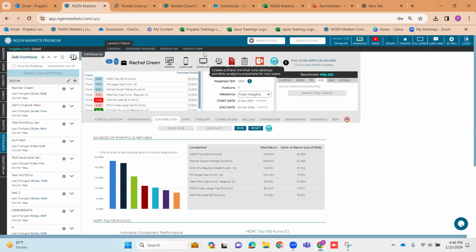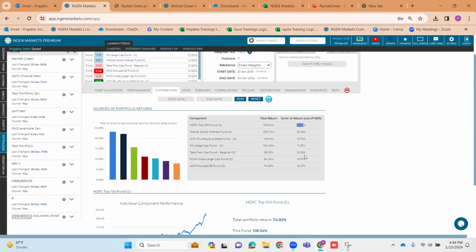Okay, got it. Just to clear the doubt, total return indicates that if I'm holding only that fund in the portfolio, how much would my return be? Yes. And the second one, what does it indicate? Sure. So 108.34 here tells you the return of that actual fund, and 23.33 is out of 100. So if your total return was 100, then 23.3% of the total return has come from HDFC. This is telling you that almost a quarter of the return is coming from one fund. Okay, got it. Yeah, thank you.